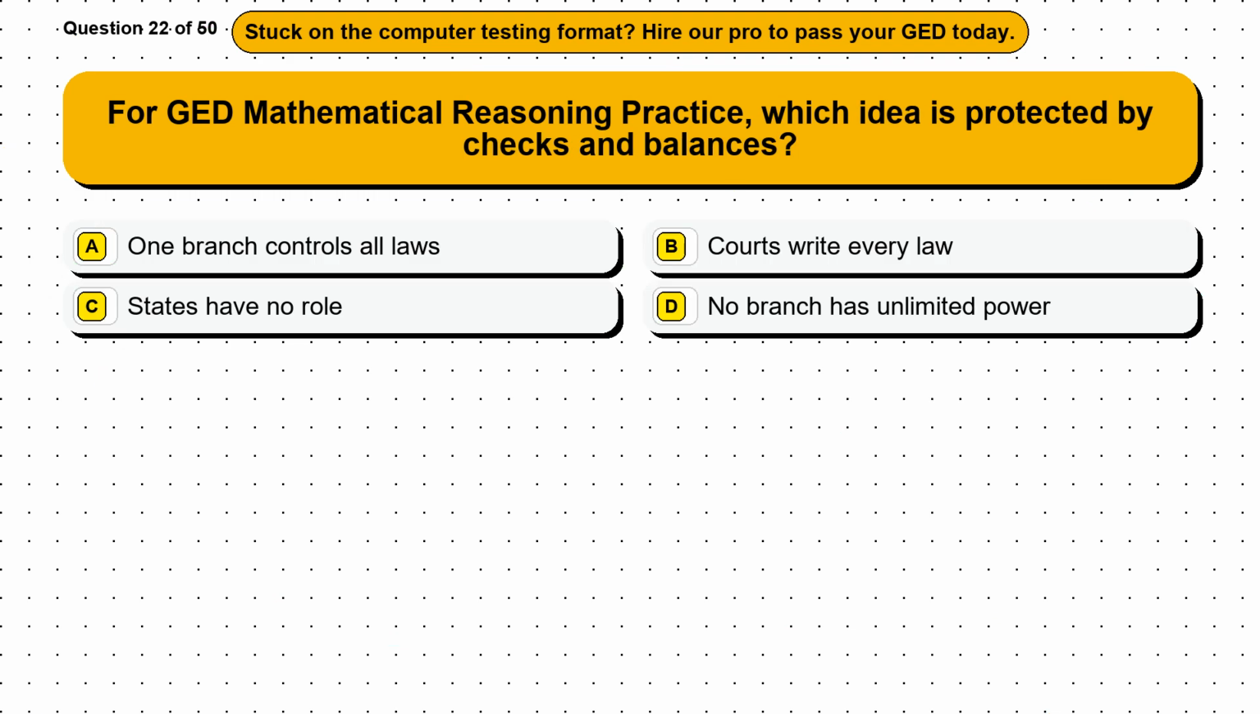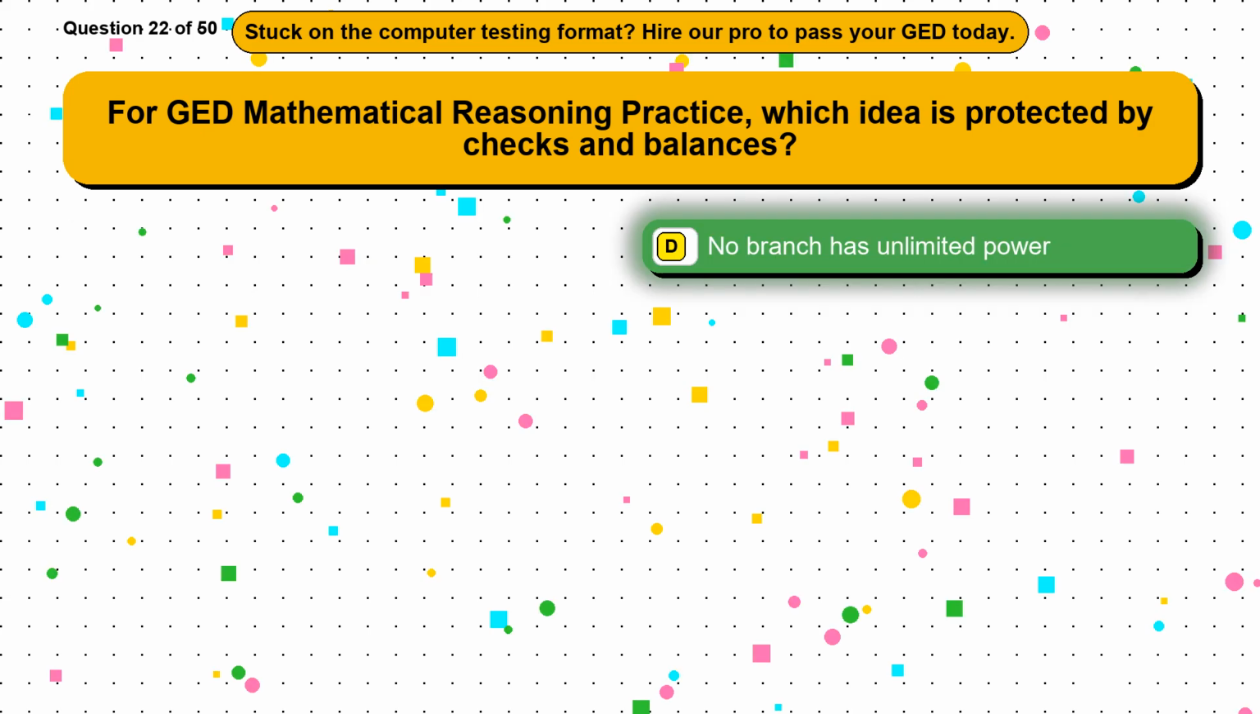Question 22. For GED mathematical reasoning practice, which idea is protected by checks and balances? Option A. One branch controls all laws. Option B. Courts write every law. Option C. States have no role. Option D. No branch has unlimited power. The correct answer is option D.